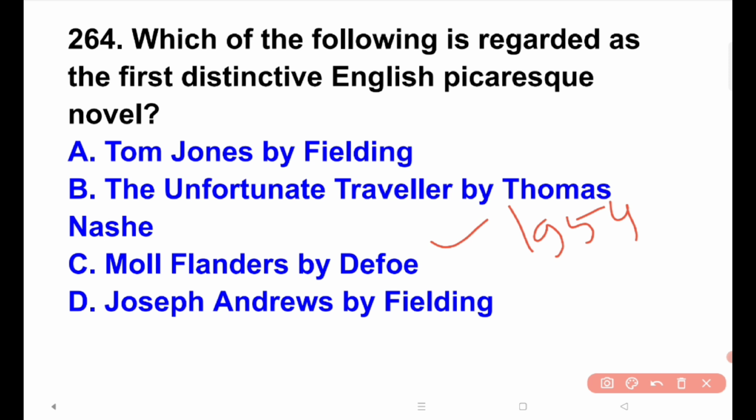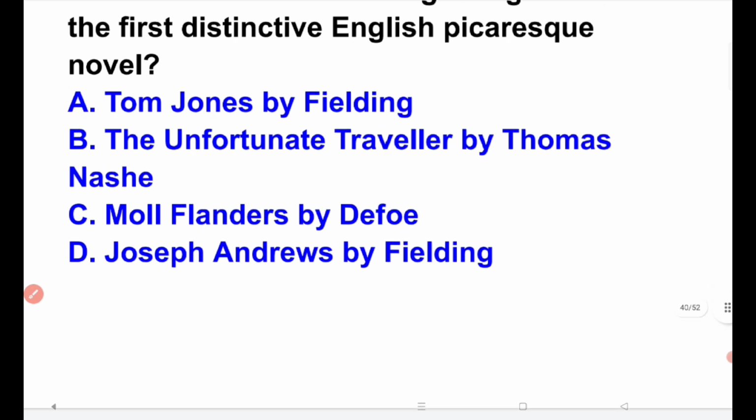Tom Jones and Joseph Andrews are later works. Moll Flanders is picaresque, but not first. So first, The Unfortunate Traveller.